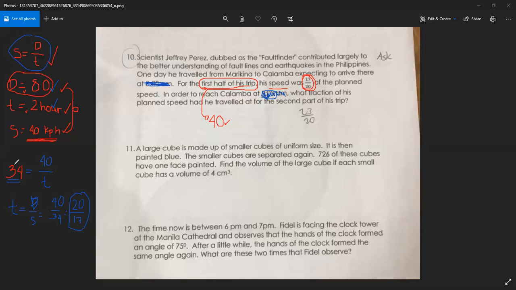Oh, so you're just going to replace. Yes, correct. As you can see here, I just simply exchange the places of these two, T and S. So the time is 40 over 34, this one. The time is 20 over 17. Again, the time now will be, of course, if you do lowest terms for this one, 20 over 17.